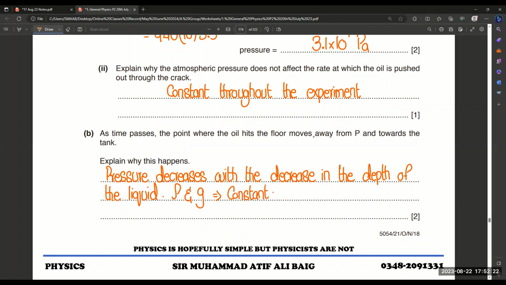And for questions like this, if you are going to write the answer with reference to the formula, you may also include the reference, because in the marking scheme they also used to write that formula, because that will also give you the clear concept, right? So greater depth, greater pressure, less depth, less pressure, right?